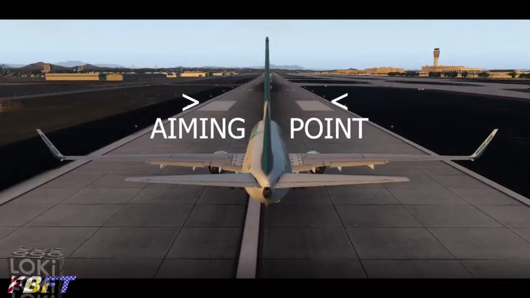After those 3 stripes is the point we're looking for, the aiming point. These 2 large squares are actually the aiming point we want to land on. We can land farther than those, but this is ideally where the wheels will touch down.